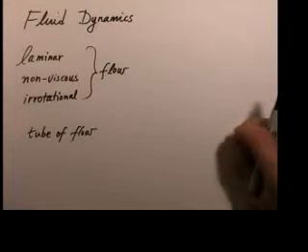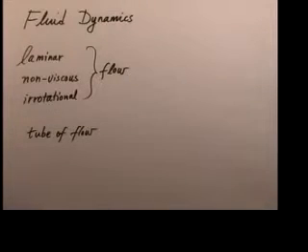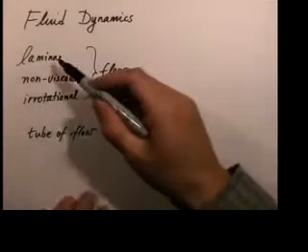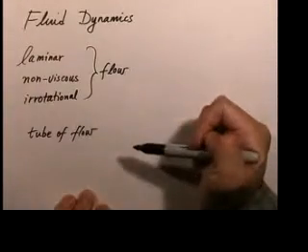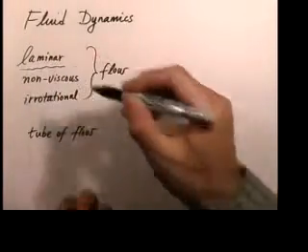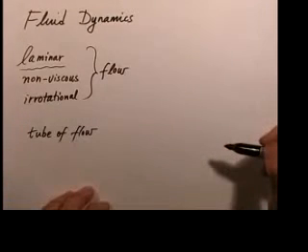Okay. In general, the flow can be a complicated situation, but we're going to study a simple case, and that is we're going to restrict ourselves to a very simple kind of flow, which is called laminar, non-viscous, and irrotational flow. What is laminar flow? The term laminar here means steady. Okay, now what does that mean?